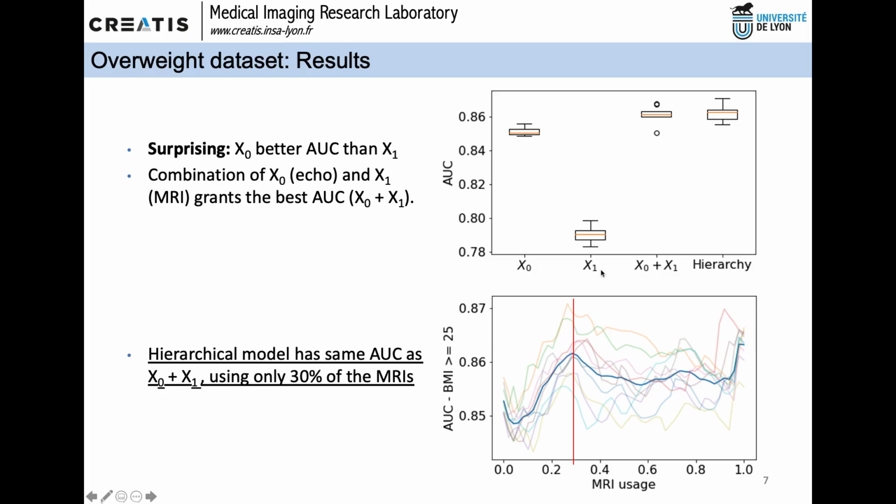However, if we combine X0 plus X1, we see that there is a boost in the classification accuracy, and this is the same whether we use all MRIs and all echoes or if we use our hierarchy. And our hierarchy allows us to have the same AUC as the combination, but we only use 30% of the MRIs. This means that we can get the same confidence in our results, but at a much lower cost.